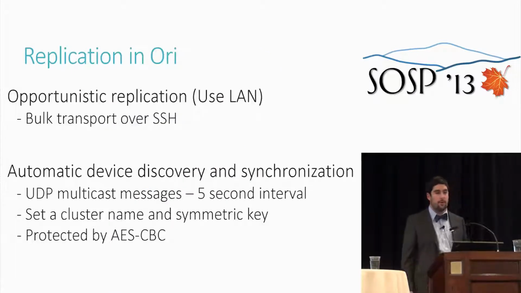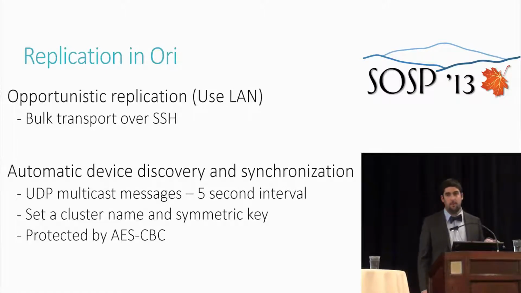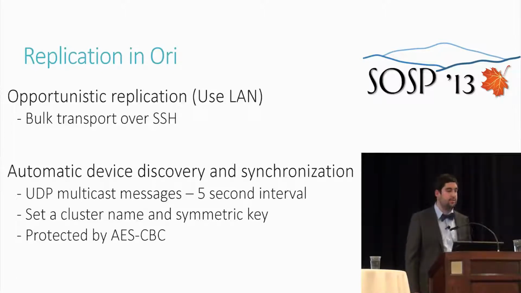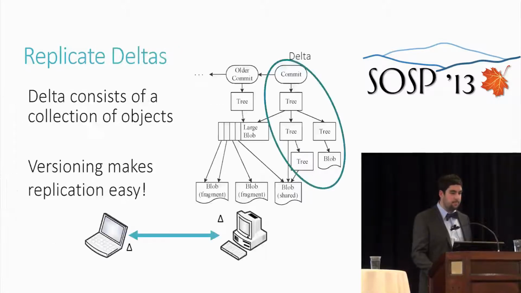So how does replication work in Ori? So it's opportunistic. We replicate, and we try to do this over local area networks. We send all the bulk data over SSH, and we detect local devices and initiate these synchronizations by sending out UDP multicast messages on a 5-second interval. We set up a cluster name and key per user, and we've protected all these messages with AES CBC. The deltas basically consist of a collection of objects that represent a set of snapshots in time. So you think of it as my laptop is maybe 4 versions behind of my file system, so I'll send it those 4 versions and all the objects that they need to the other host.